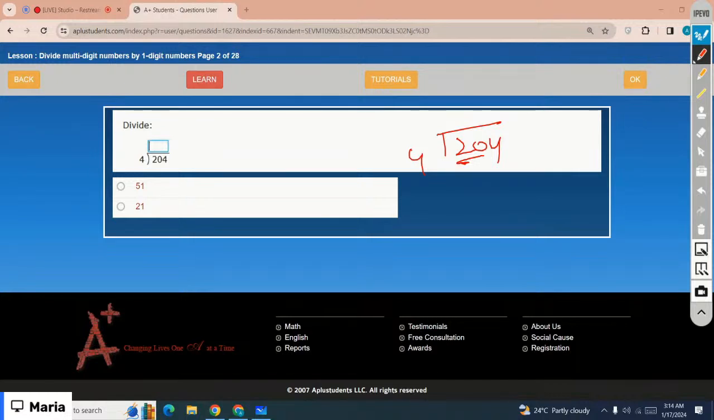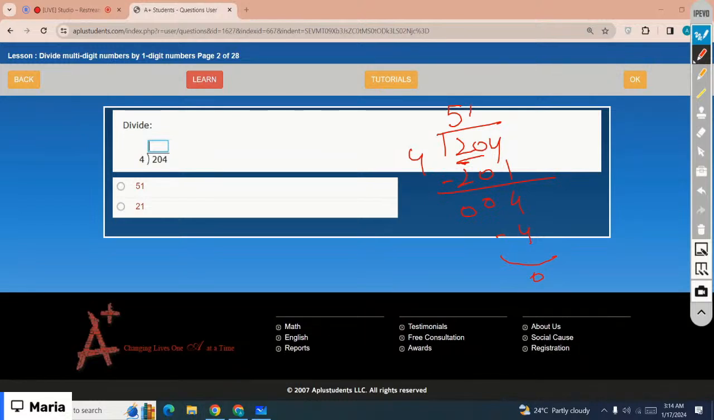4 times what number is 20? Yes, you have to count 4 until 20. 4 times 5 is 20. So 20 take away 20 is 0, right? Bring the next digit down and count 4 until 4. So 4 times 1 is 4. So 4 take away 4 is 0, right? That is 51. Got it?